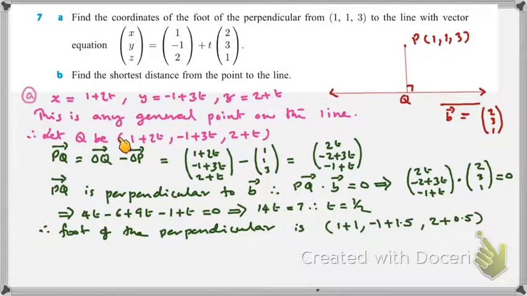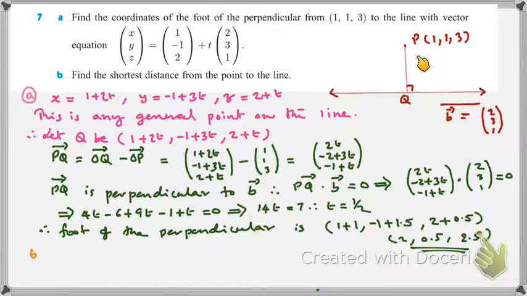So 1 plus 2 into half, 1 plus 1, that is 2. Minus 1 plus 3 into half, 3 by 2, 1.5, minus 1 plus 1.5 is 0.5. And 2 plus half, 2 plus 0.5, which gives me 2.5. So Q is (2, 0.5, 2.5). That's the point Q, which I'll mark here.